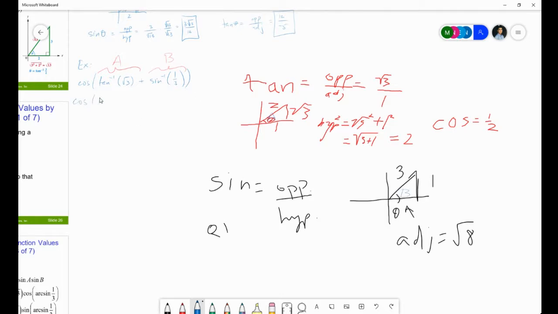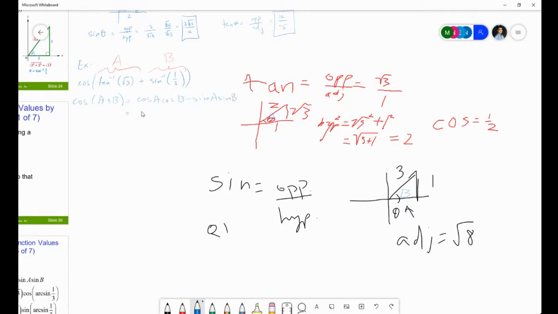Now, this is the sum of cosine. So what is the formula for the sum of cosine? Anybody? Cosine A cosine B minus sine A sine B. Right.